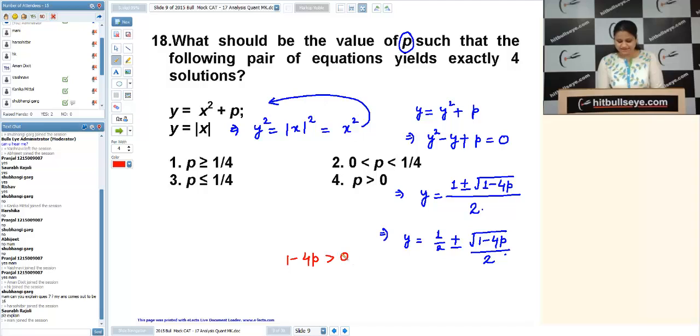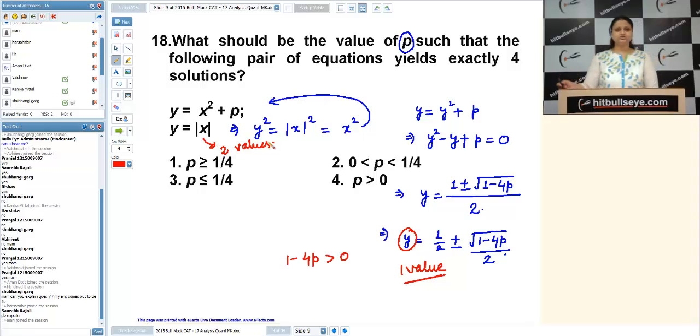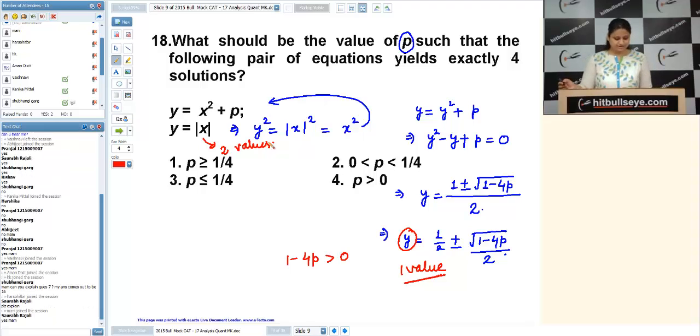We cannot take equality here, because in case of equality, we will get only 2 solutions. We will get equal solutions. See, if we take equality, we will get only one value of y, and corresponding to that value of y, we will get only 2 values of x. So there will be 2 solutions, but we need 4 solutions. That's why we are taking the discriminant to be more than 0. So that is the answer. Is it okay, Saurabh? Yes.